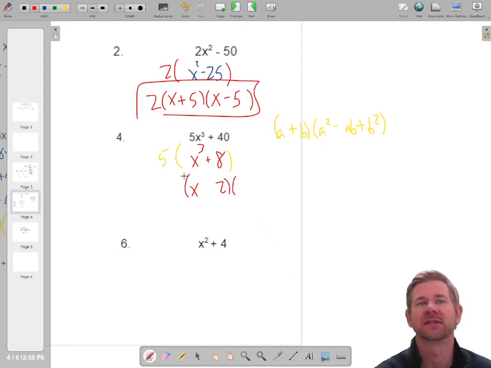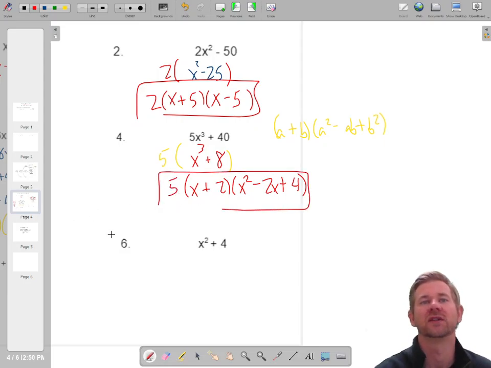Now I'm going to do a times itself. X times itself is x squared. A times b, x times 2 is 2x. And b times itself, 2 times 2 is 4. And I already have the signs. Same, opposite, always positive. Plus is the same. These are always opposites, and that's always positive. Bring down the 5, you are finished.